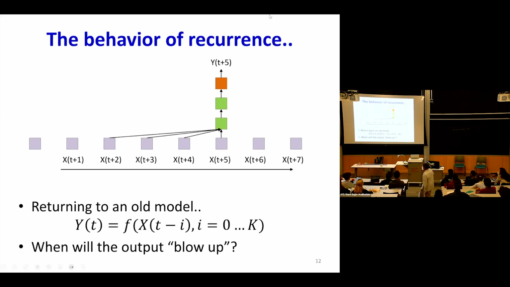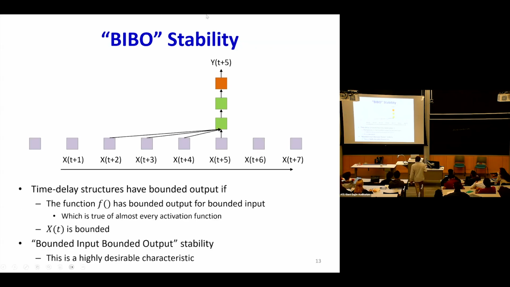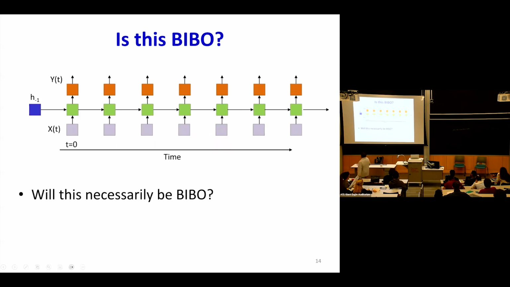So this is what is called a bounded input, bounded output network. This network has bounded input, bounded output stability. It's BIBO stable, meaning if the inputs are bounded, the output is never going to blow up, right? This is the property we want. We don't want things to just blow up arbitrarily, even though your input is just fine. How about a network like this? Is this going to be BIBO stable?